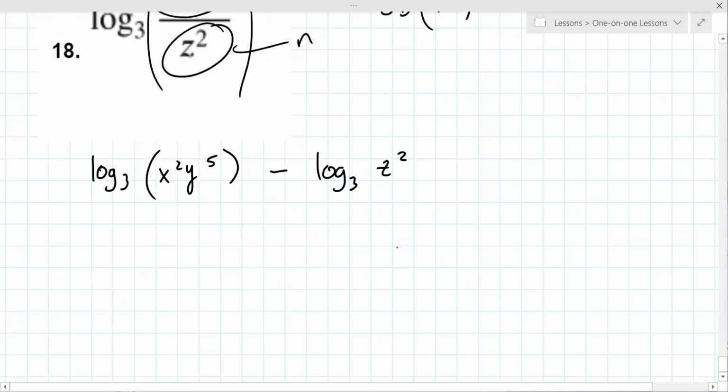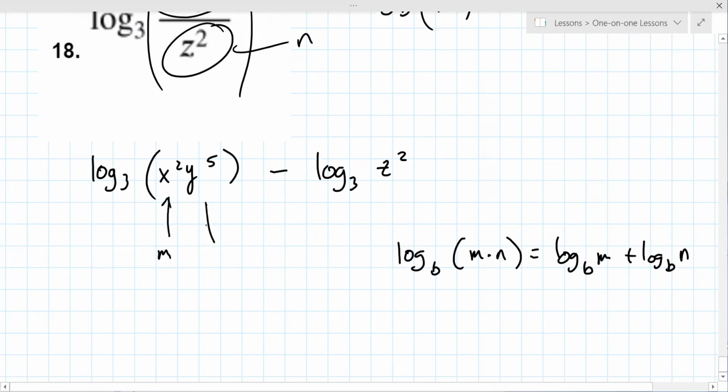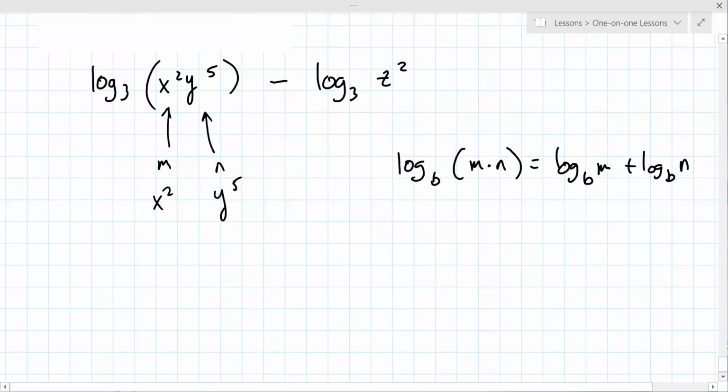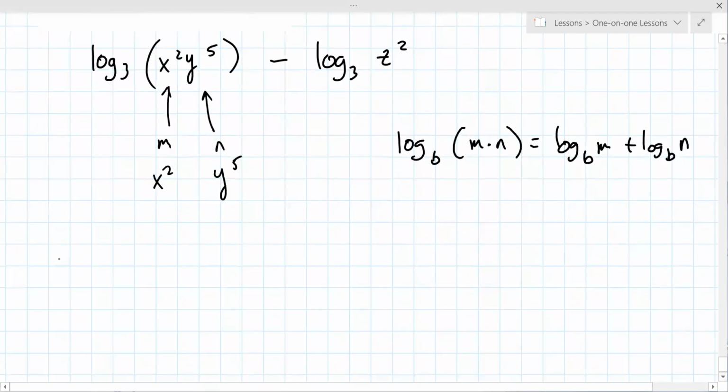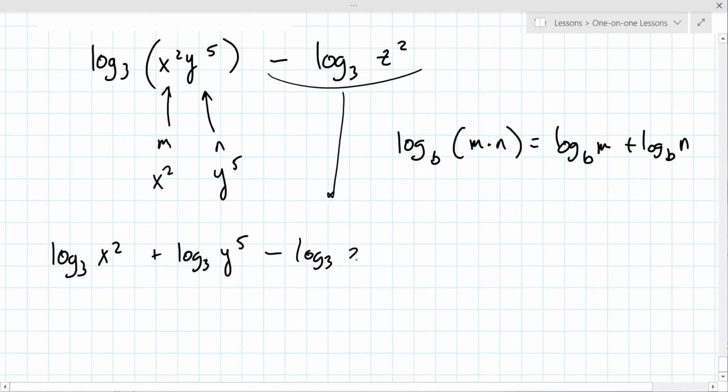Right. So now I'm going to write another property. If you have log base b of m times n, this equals log base b of m plus log base b of n. Basically, a product becomes a sum. So x squared is your m, and your n is y to the fifth. So we're going to break this one apart using this property. So it's log base 3 of x squared plus log base 3 of y to the fifth. And then you just bring down the next part, minus log base 3 of z squared. Oh, okay.